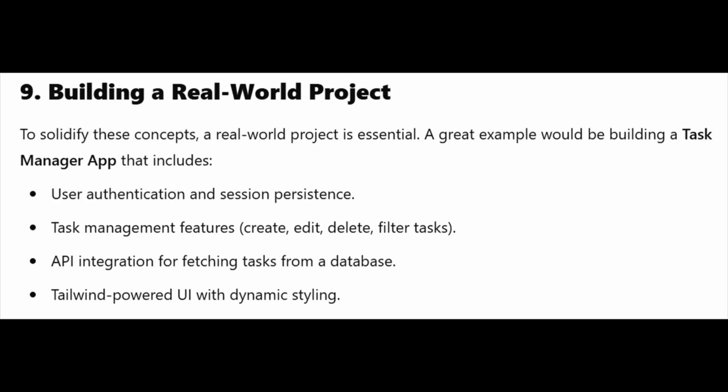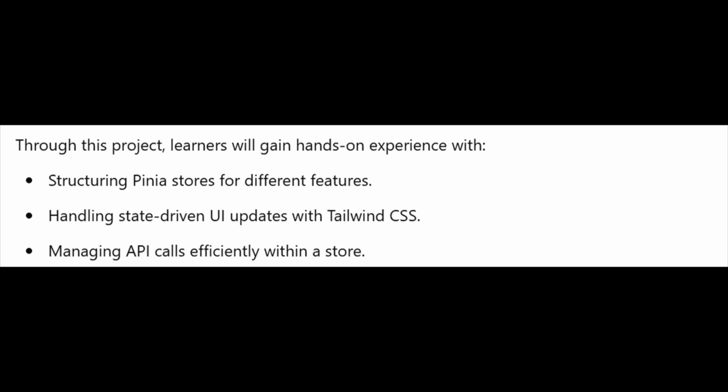Building a real-world project. To solidify these concepts, a real-world project is essential. A great example would be building a task manager app that includes user authentication and session persistence. Task management features: create, edit, delete, filter tasks. API integration for fetching tasks from a database. Tailwind-powered UI with dynamic styling. Through this project, learners will gain hands-on experience with structuring Pinia stores for different features, handling state-driven UI updates with Tailwind CSS, managing API calls efficiently within a store.